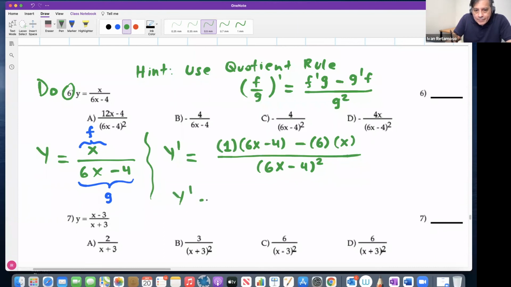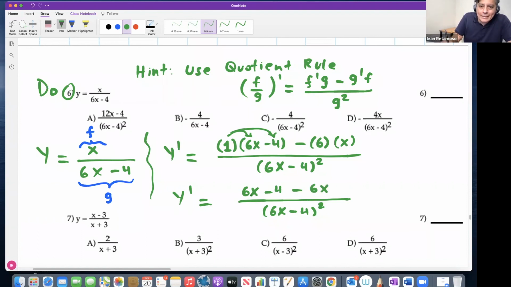So y prime will be equal to what? Keep the denominator as 6x minus 4 squared. The numerator will be 1 times 6x, 1 times negative 4, minus 6x. Notice 6x minus 6x will be just 0. These two cancel. And I am left with negative 4 on the top, over 6x minus 4 squared.